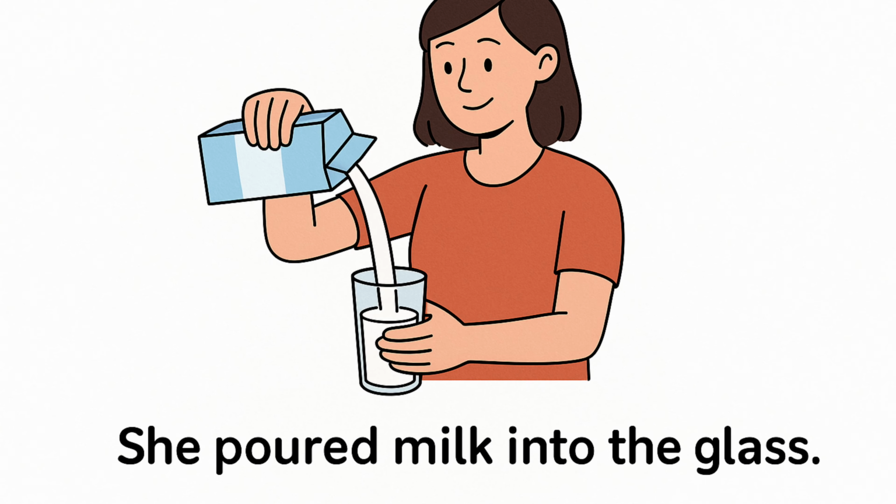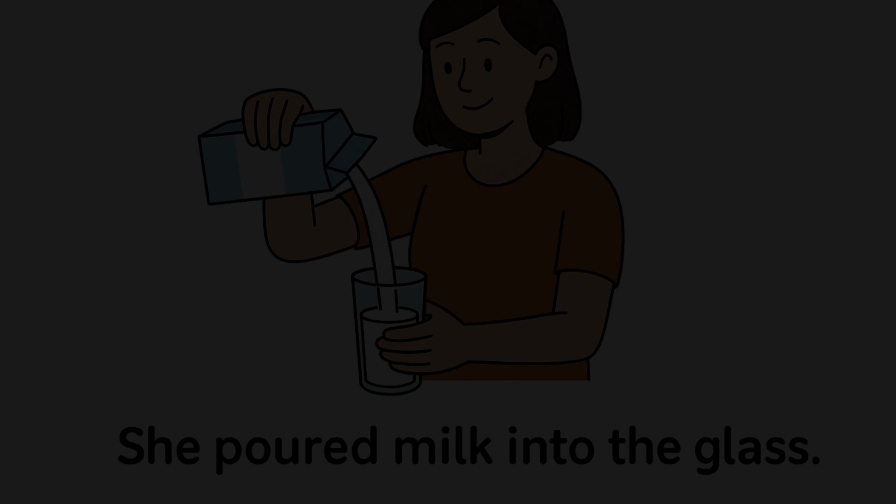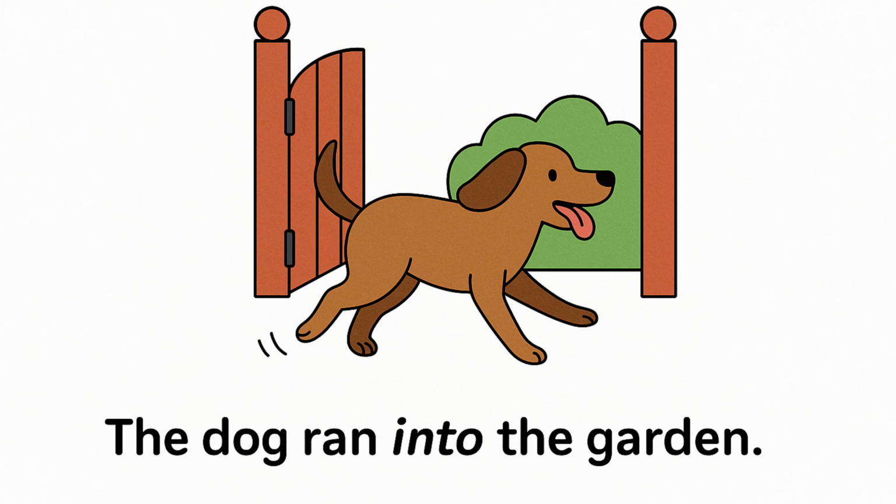Next, notice this simple action. She poured milk into the glass. The liquid moves from outside the glass to the inside, making into the correct word. Now imagine this movement. The dog ran into the garden. This shows entry into an enclosed or defined area.